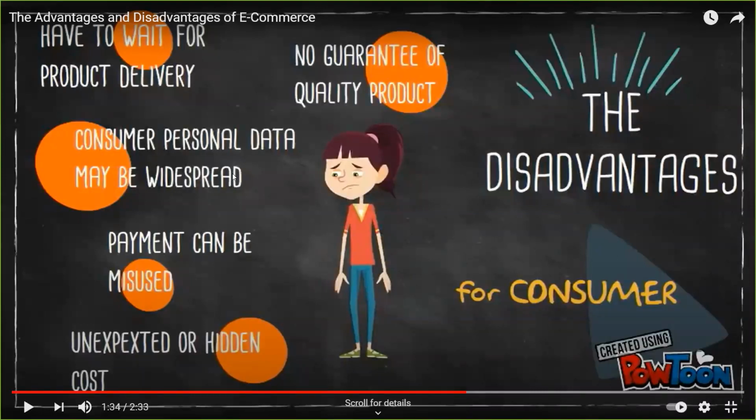Then consumer personal data may be widespread. That's another disadvantage. You have to send your personal data when you are doing the business transaction, completing the payment, especially you have to give your personal data to the network. In that case, sometimes it may go into another person's hand, and you will be troubled. Then payment can be misused. Another disadvantage, unexpected or hidden cost. Right. Note down some points here.